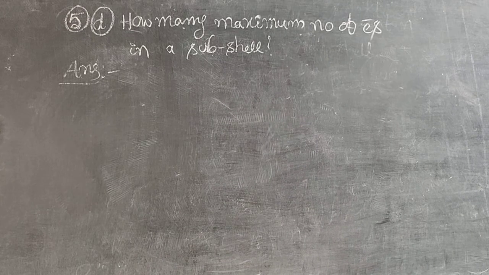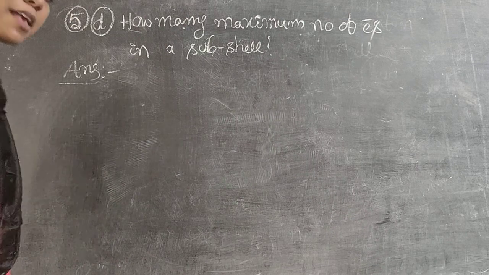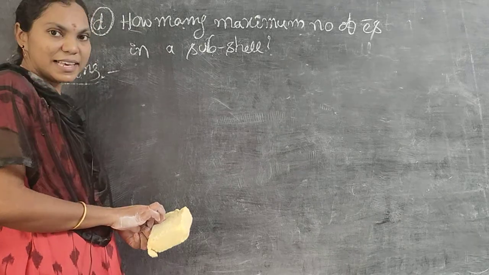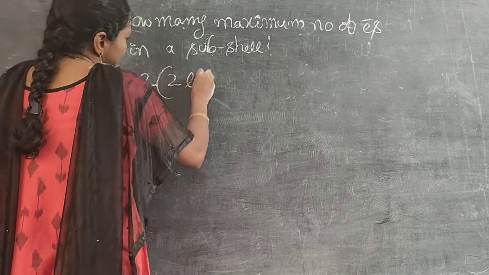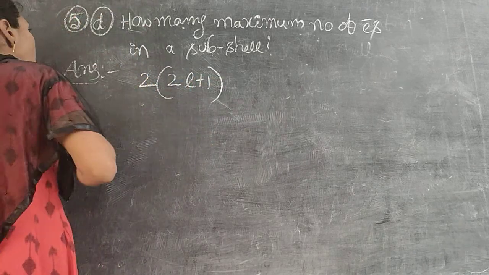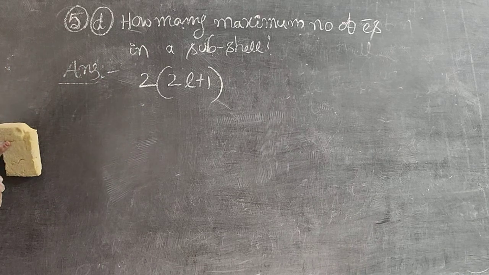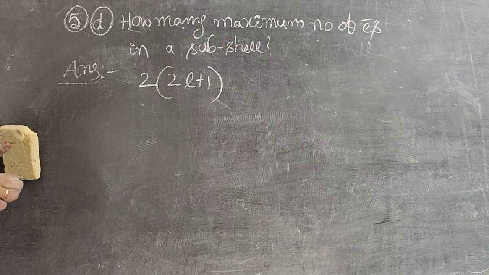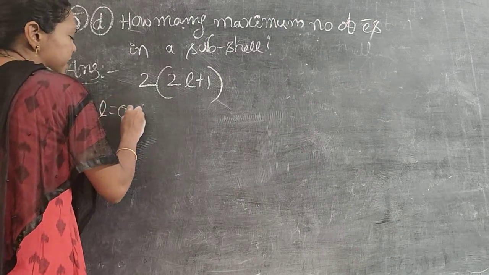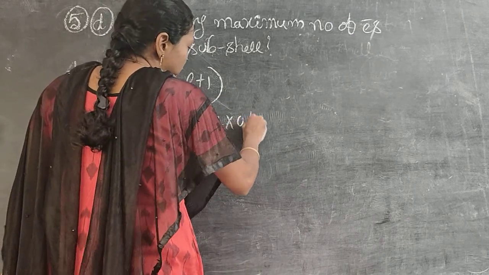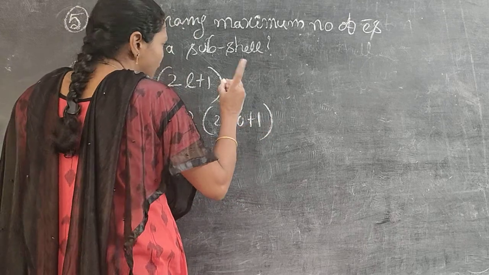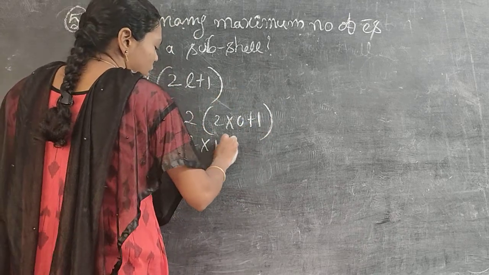Our next question is, how many maximum number of electrons in a subshell? How can we decide the maximum number of electrons in a subshell? The maximum number of electrons in each subshell depends upon one formula, that is 2 into (2l plus 1). If l value is 0, that belongs to the s orbital, that value is 2 into (2 times 0 plus 1). 2 into 0 is 0, 0 plus 1 is 1, 2 into 1, 2 only.